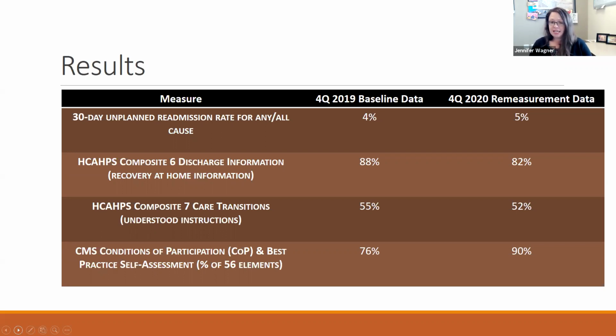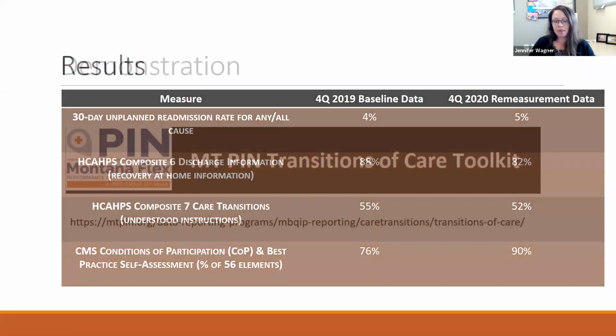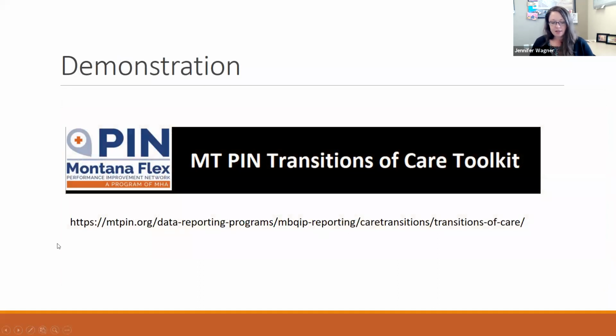But what can be seen is that despite all of this, the hospitals still worked on implementing those best practices and meeting conditions of participation. We went from 76% of meeting the 56 elements that we had to 90%. So that was really encouraging as we went on.